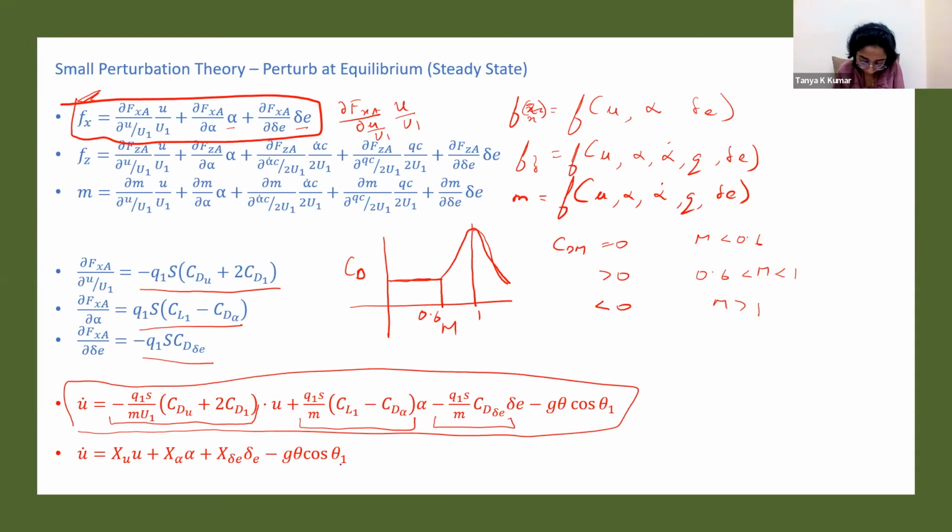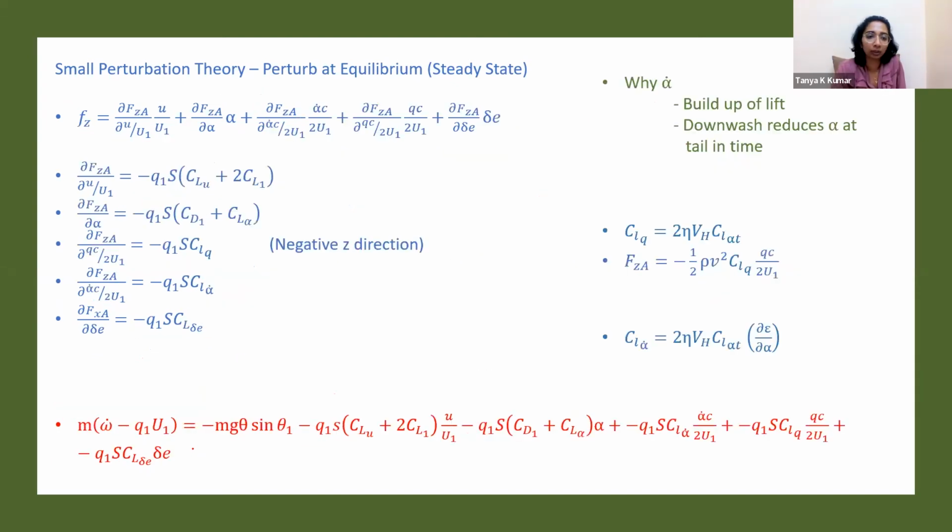I repeat again, the quantities with subscript 1 are measured at steady state value. Okay. And all of the others are the perturbed quantities. Delta E perturbed, alpha perturbed, U perturbed, the small u, small alpha, they're all perturbed quantities. Okay. Now we go to the next equation, that is Fz. First was Fx, now we see Fz.